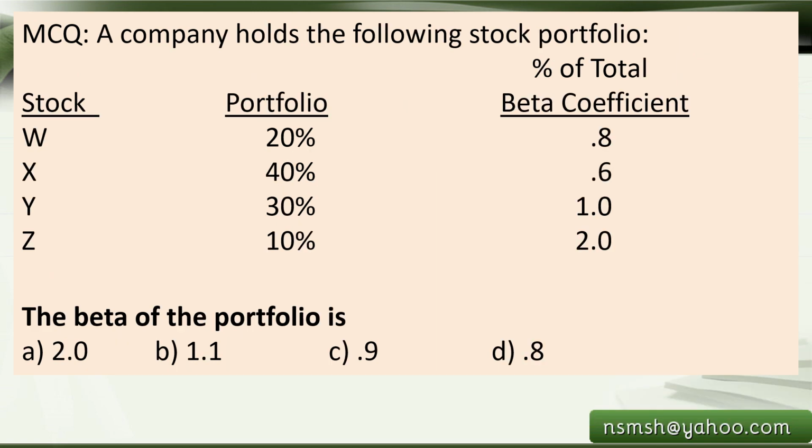Another question. A company holds the following stock portfolio. The stocks W, X, Y, Z are instrument names, stock names, and the portfolio weights and the beta coefficients are both given. If you add the weightage of this portfolio, it is 100%. You remember that we discussed that. And the beta coefficients are given already, 0.8, 0.6, 1.02. Now we have to find out the beta of the portfolio. So how do we do that?